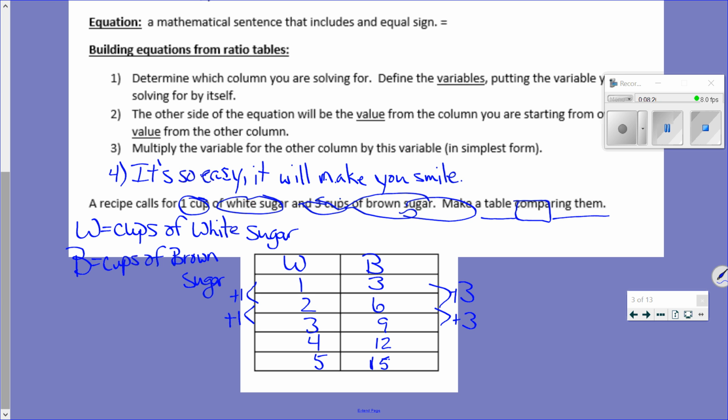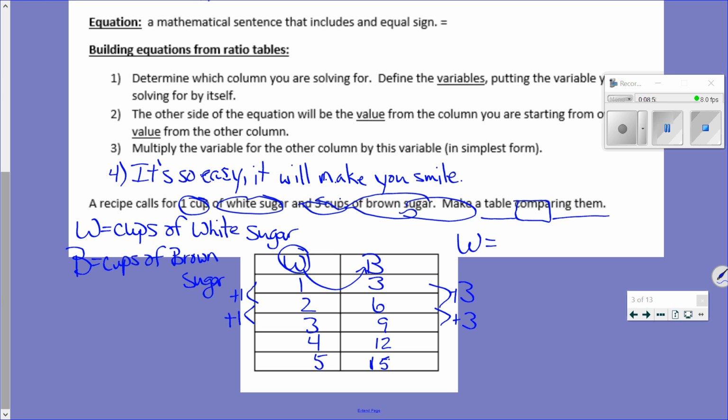So now is the really easy part. So easy it's going to make you smile. This is where we're going to build the equations. So if I now want to solve for white sugar, I can now build an equation that's going to help me solve for that. So if I'm going to solve for white sugar, this is where I'm going to start. Following our directions up here, whatever I'm solving for gets written down first. So I'm going to say W equals. Here's where we're going to use the value. This is the smile part. All I'm going to do is follow the arrow.